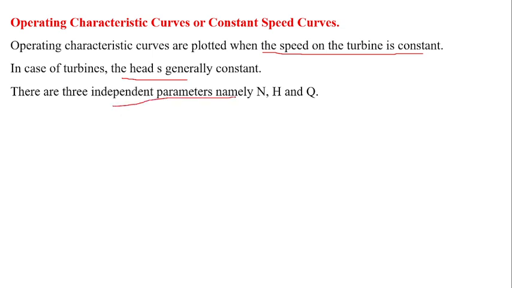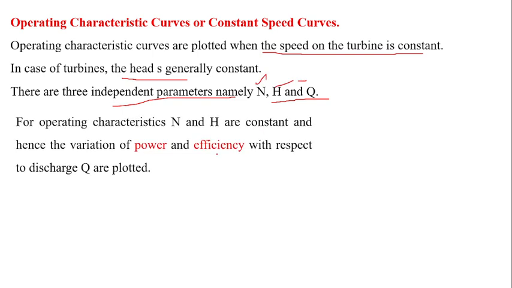There are three independent parameters, which we already know: speed, head and discharge. For these characteristics, speed and head are constant. Hence the variation of power and efficiency with respect to discharge is plotted, whereas speed and head are constant.